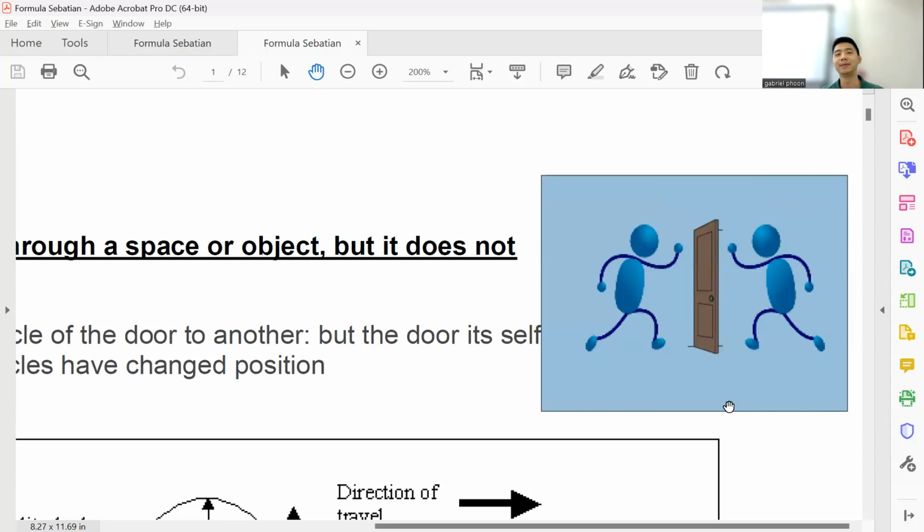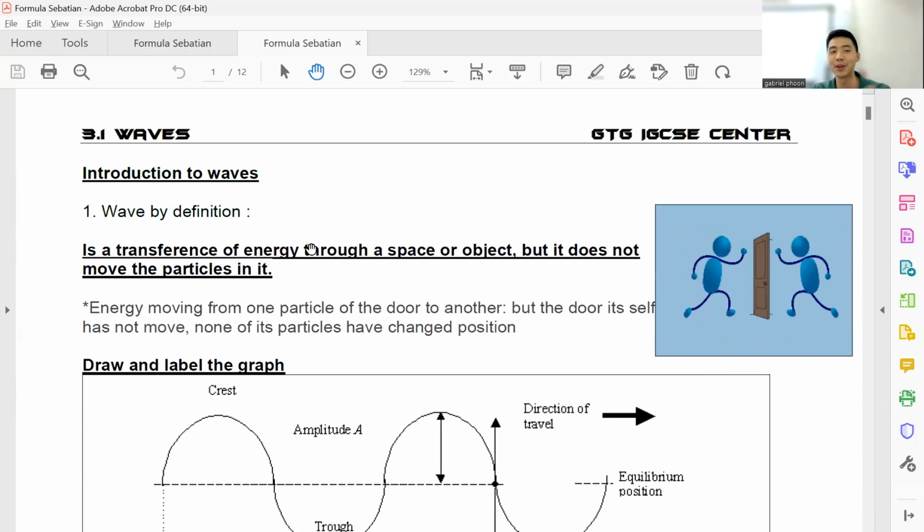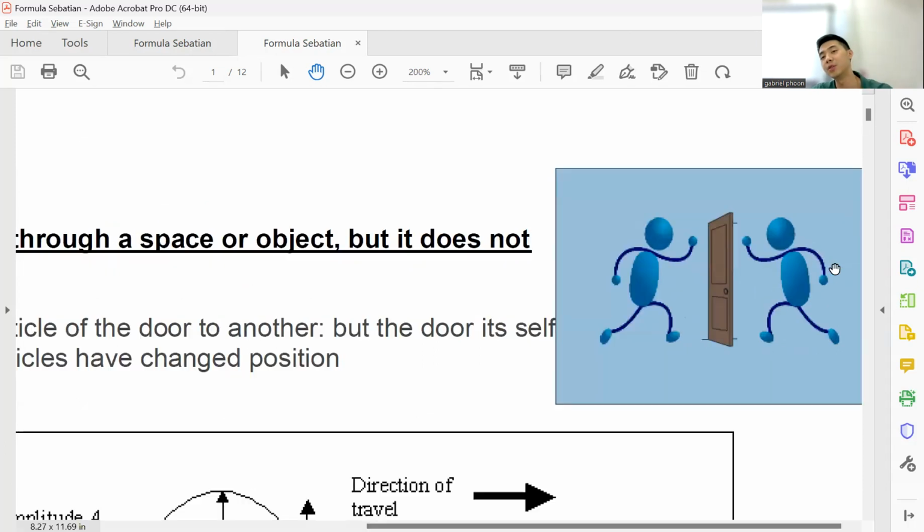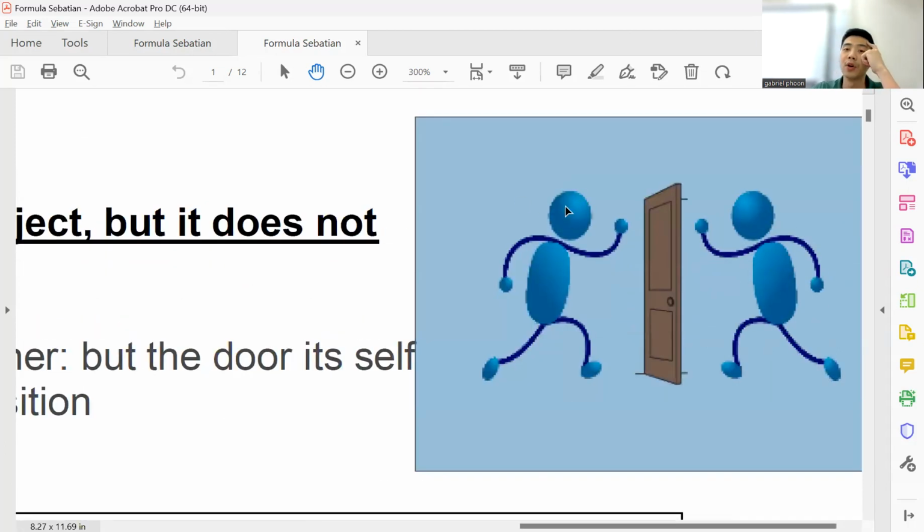Yeah, it's impossible. But anyways, the reason why it's impossible is because if you look at the definition of a wave, guys, it is a transference of energy through space or object, but it does not move the particle. What do I mean by that? It means if I'm at one side of the door and I'm shouting for you, the energy is passed on from the air, vibrates through this door and passes on to you, but this door is definitely not going to move, no matter how I shout at it.